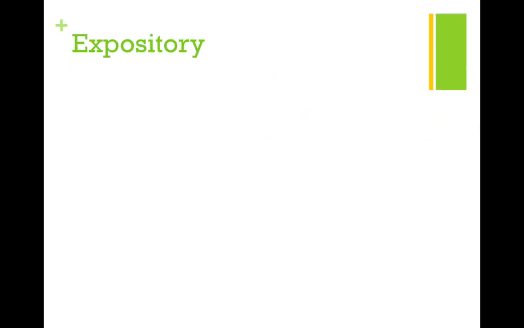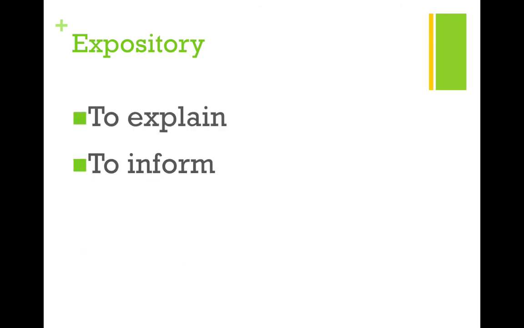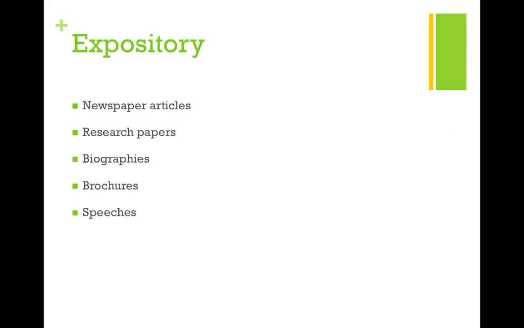So your first word for this next 2 weeks is expository. Expository means to explain or to inform. So when we ask you to write an expository essay or an expository piece, you are writing something that informs your audience about a topic. Here are some examples of expository text: newspaper articles, research papers, biographies, brochures, speeches. All of these are examples of expository text because they're explaining something.